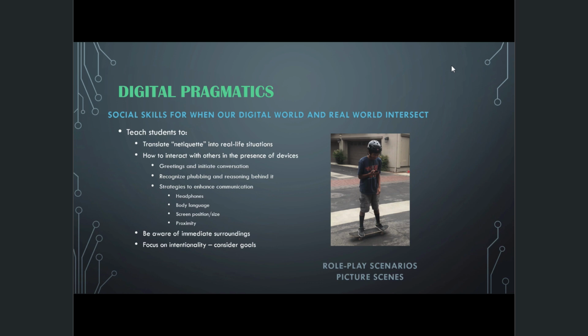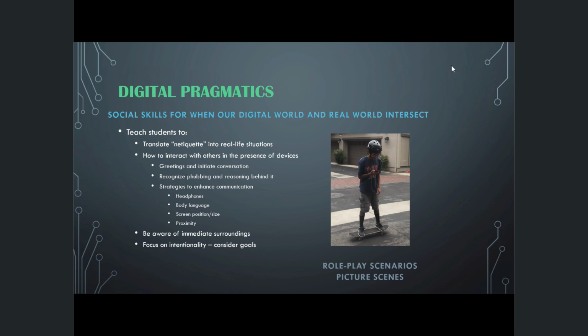Continuing on with how to incorporate these very important concepts into therapy with students that are higher functioning but may not have the best of insight or understanding into social situations, I present the idea of digital pragmatics. Social skills for when our digital world and our real world intersect. And this goes beyond just netiquette.